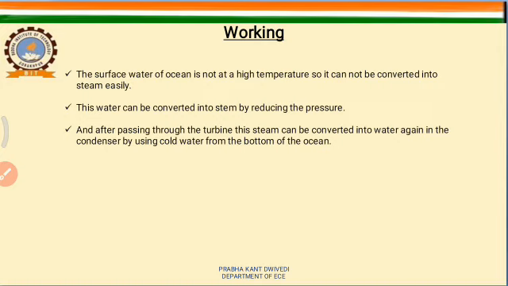So if we see our conventional thermal power plants, in these steam power plants, first the water is heated from some external source, and then this water is converted into the steam, and steam is used to run the turbine. But in this ocean thermal energy conversion system, we cannot use any external source for the heating of the water.